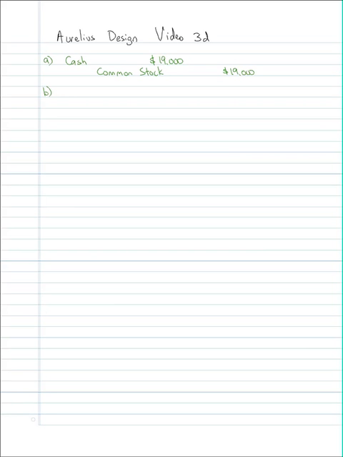Transaction B, purchased supplies on account for $5,000. Debit supplies to record the increase in the supplies account of $5,000. Because we've purchased these on account, there's no cash changing hands. Because this is an account we will have to pay at some point in the future, we call it accounts payable, not accounts receivable, and so we will credit accounts payable for $5,000.